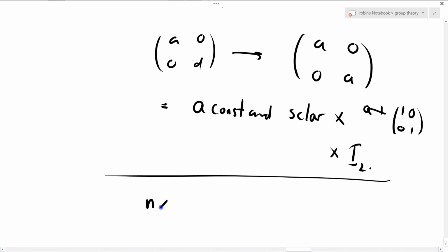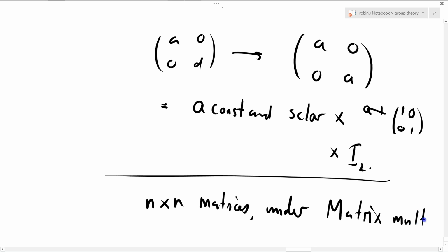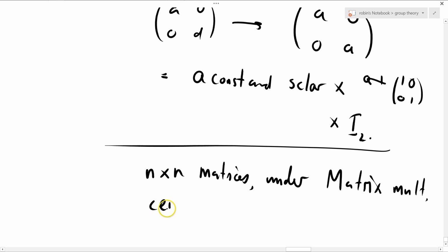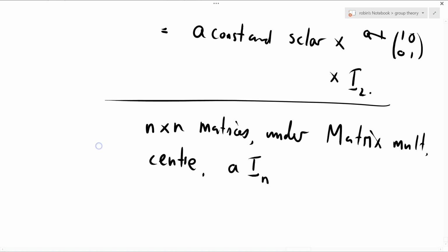And indeed, if we consider n by n matrices under regular matrix multiplication, then we get the centre of this by very, very similar arguments, slightly more technical because you need to keep track of rows and columns and stuff. The centre is basically a constant times In, the identity matrix of n rows and n columns, which is quite an interesting observation.